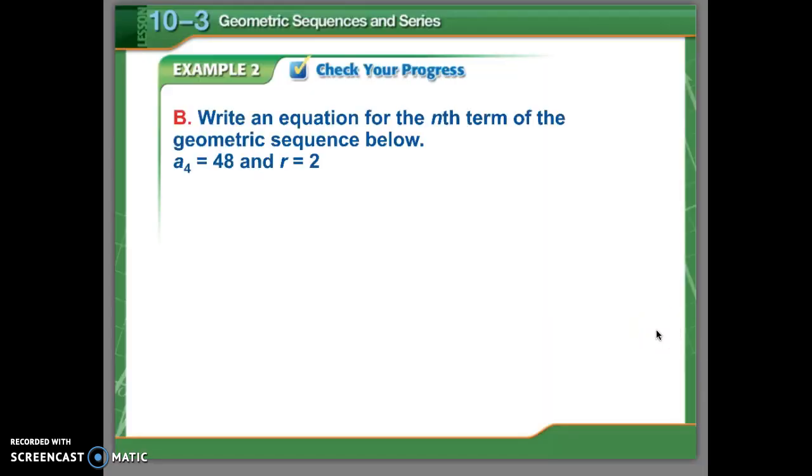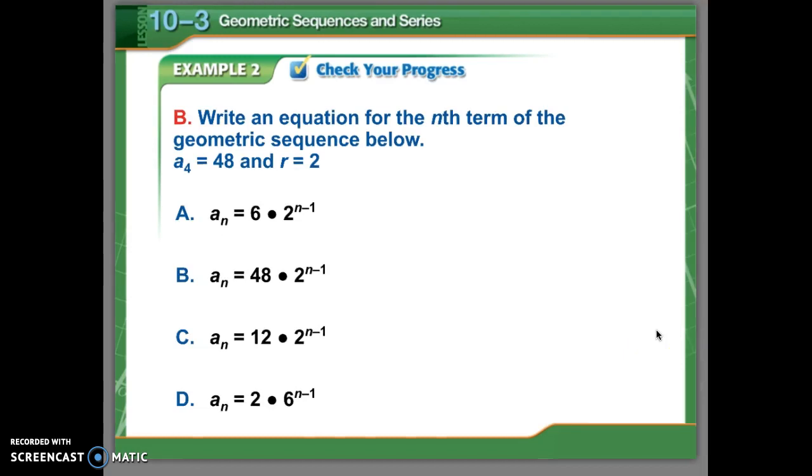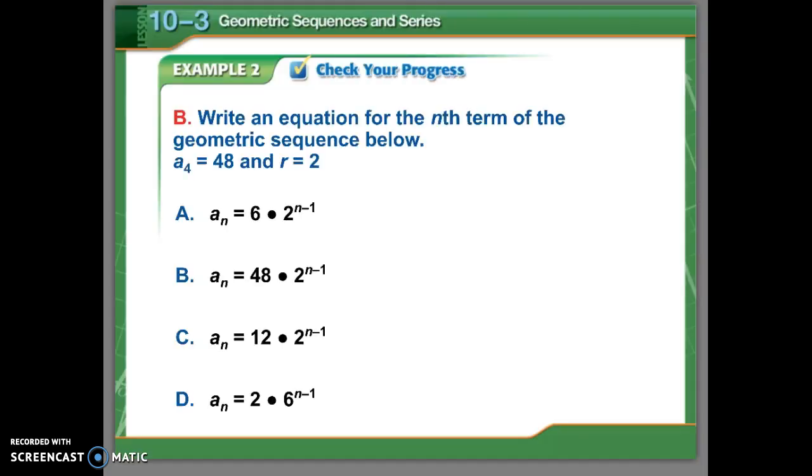For part B, go ahead and pause the video, read through the problem, and we'll see the answer on the next screen. And the answer for part B is choice A. The initial term would have been 6, and you have a common ratio of 2.